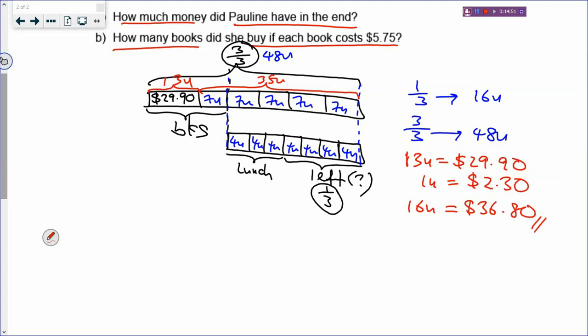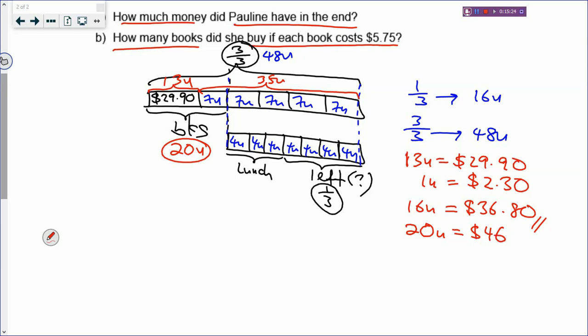Alright, how many books did she buy if 1 book costs $5.75? Then you look at how much she spent on all the books. She spent $29.90 or 13 units, and also plus another 7 units. So which means that she spent a total of how many units? A total of 20 units on the books, right? So how much is 20 units? So 20 units will be $2.30 times 20, and you will get $46. So she spent $46 on all the books.